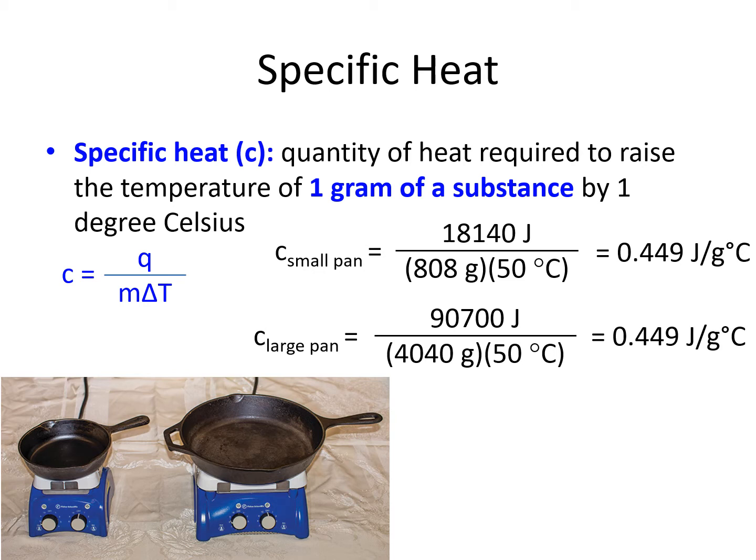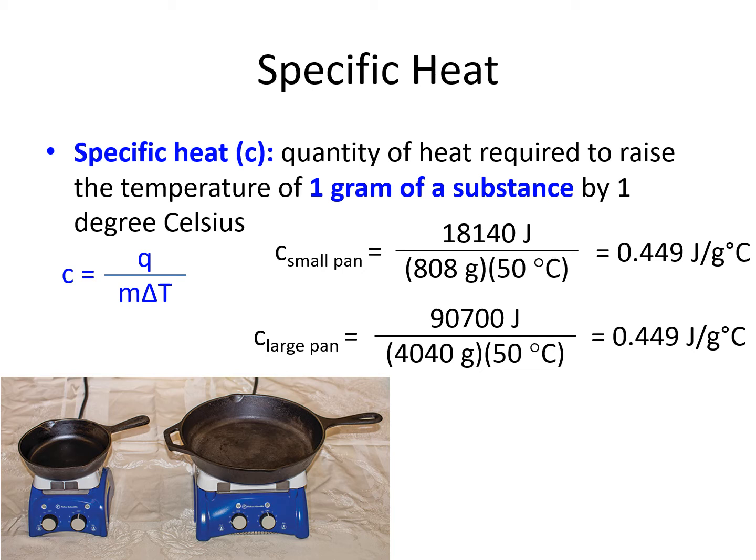For the small pan, we have a small amount of heat on the top, 18,140 joules, and a small mass on the bottom, 808 grams. And the temperature change is the same for both pans, 50 degrees Celsius. For the large pan, we have a large heat on top, 90,700 joules, and a large mass on the bottom, 4,040 grams, and the same 50 degrees Celsius. When we do the calculation, it ends up being the same amount for both pans, 0.449 joules per gram Celsius.